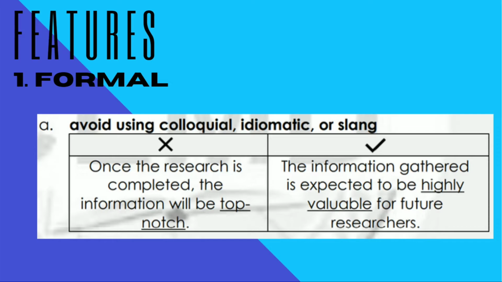To make your writing more formal, try to avoid using colloquial, idiomatic, or slang. Example given: Once the research is completed, the information will be top-notch. Instead of using top-notch: the information gathered is expected to be highly valuable for future researchers. Some people will find colloquial language, for example top-notch, difficult to understand, which can lead to misinterpretation. Instead, find a formal equivalent of the word or just remove it.